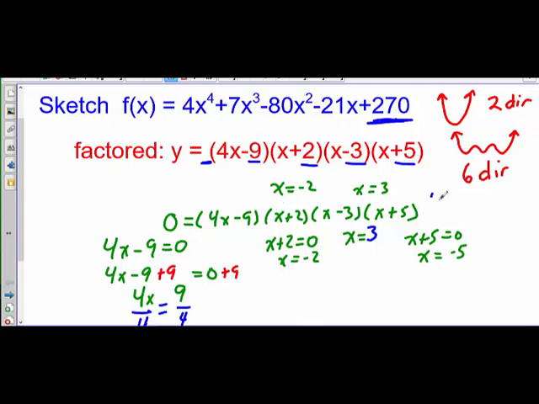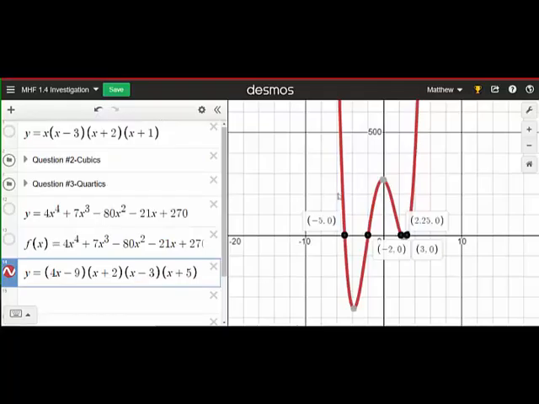The y-intercept is 270. It's the constant value on the standard form, and it's the result of multiplying each of the constant terms from our factors in the factored form. So -9 times 2 times -3 times +5 gives me my y-intercept. And of course, if I go back here, that is at 270.